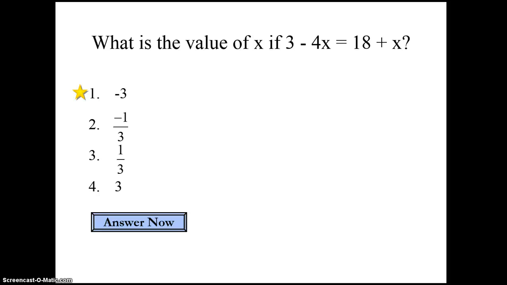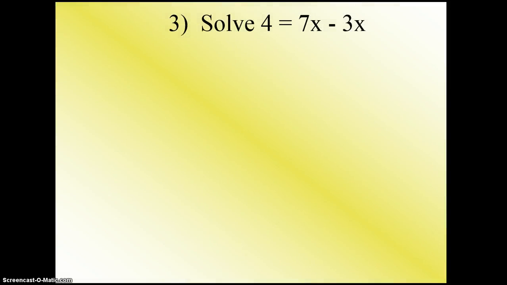But if you want to work through that 3 minus 4x equals 18 plus x, you can. Obviously, you see on the screen there the answer is negative 3. Okay? So let's go ahead and solve this one here. Again, the first thing we want to do is draw the river.